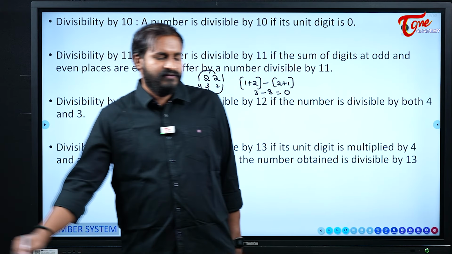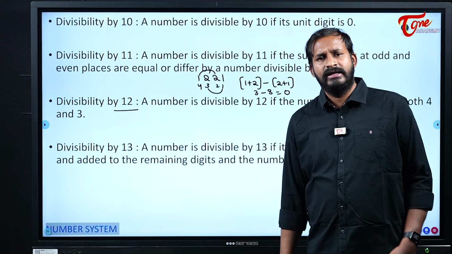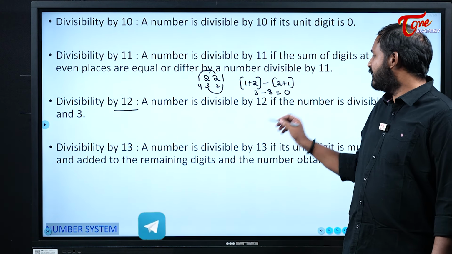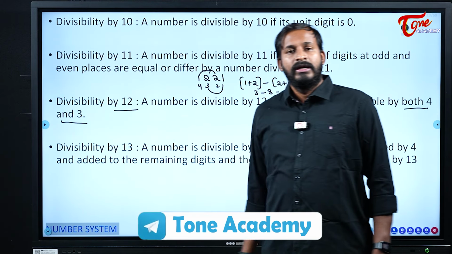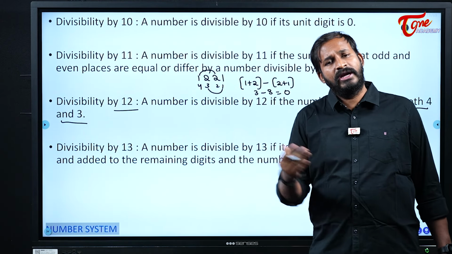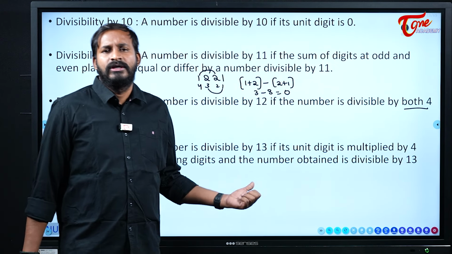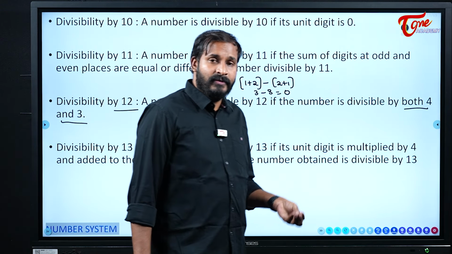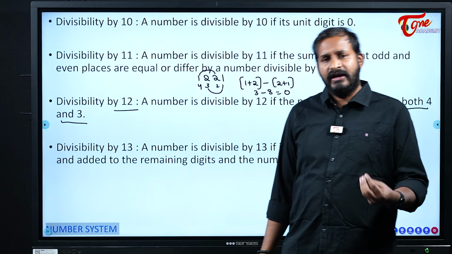Now, see here students, from here onwards, we need to tell the divisibility rules very quickly. Why? The reason is, any number which is divisible by both 4 and 3, similar to 6. In case of 6, any number which is divisible by both 2 and 3, then that number is divisible by 6. Right? Same case here also. If a number wants to be divisible by 12, it should be divisible by both 3 and 4.